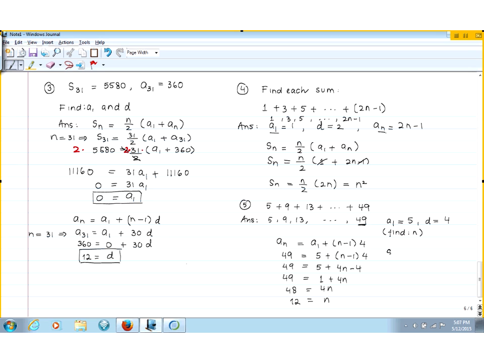Now, when I'm adding this, I need to find S12. So n is 12. So S12 is 12 over 2 times (A1 plus A12), which is 49. So if we're adding this, these are 12 terms. So 12 divided by 2 is 6 times A1, which is 5, plus A12, which is 49. So this is 6 times 54. So that is just 324.